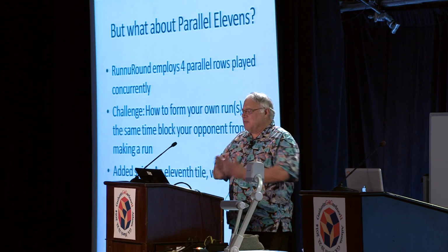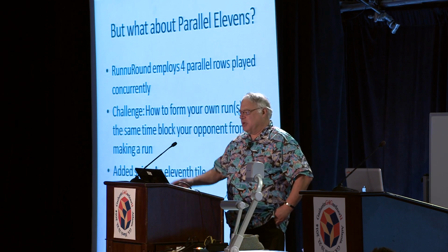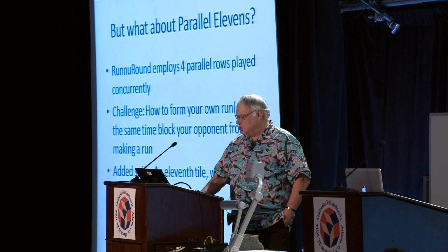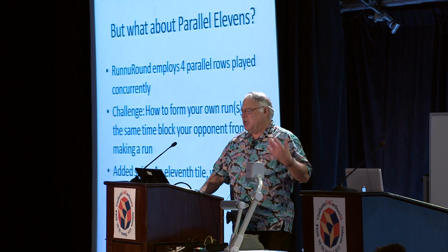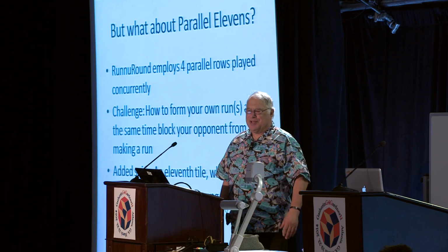What about Parallel Elevens? Well, Runaround employs 4 of these rows, and there are various ways to play the game. As an added spice, we added an 11th tile, which is a joker. We're not saying that's the right way, the wrong way, but if there's a joker, it's the con way.